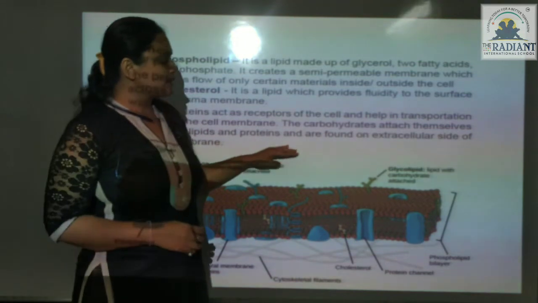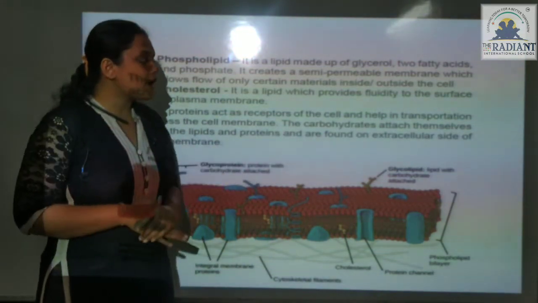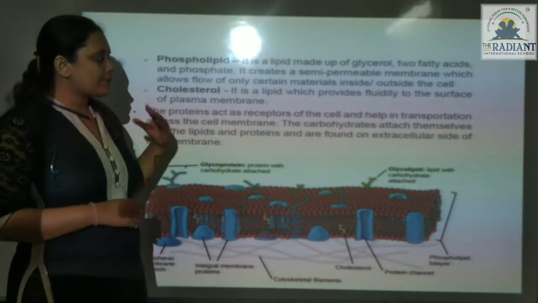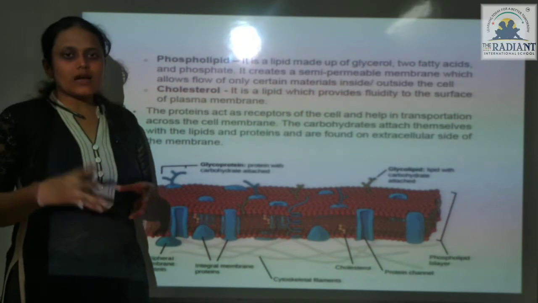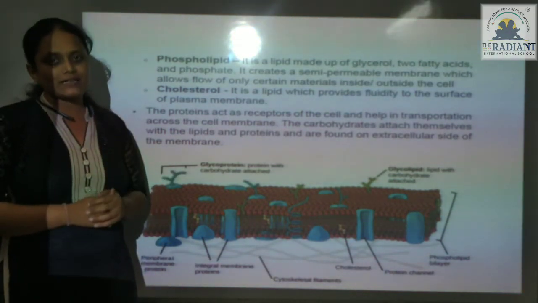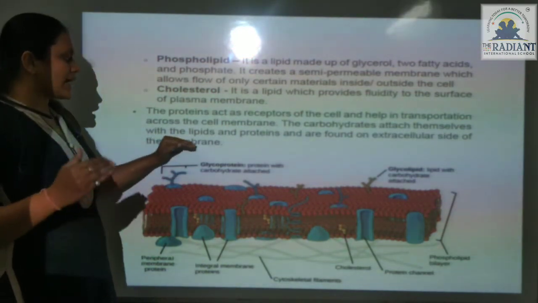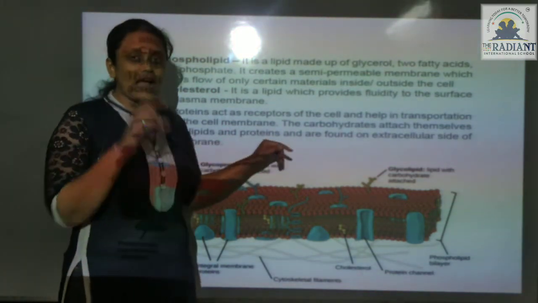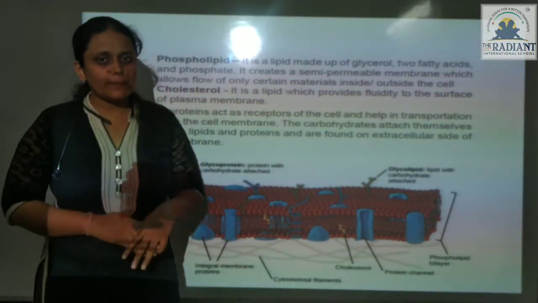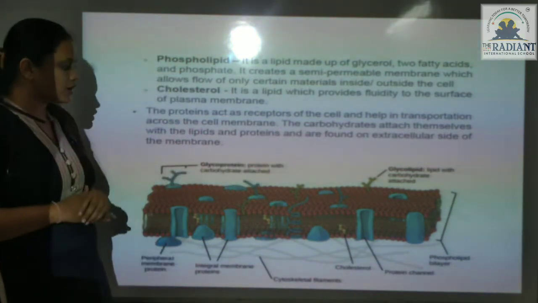Now the carbohydrates attach themselves with the lipids and proteins and are found on the extracellular side of the membrane. That is, the carbohydrates which are present are attached to the extracellular side, that is, the outer part of the cell, and they are attached with lipids and proteins. That means your carbohydrates are attached with both components, the lipid and the protein, and they are found on the extracellular side of the membrane.